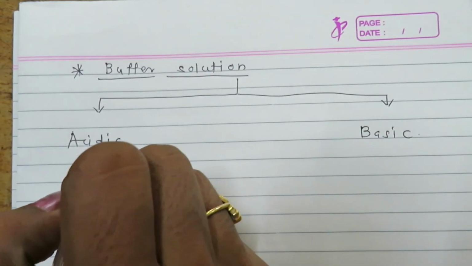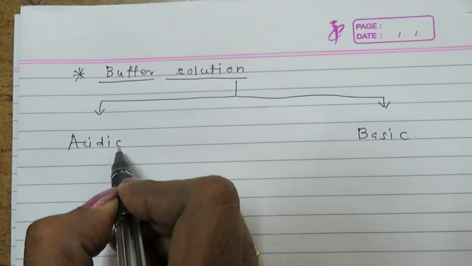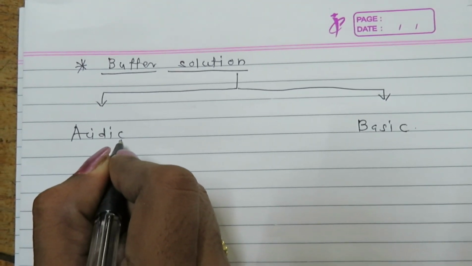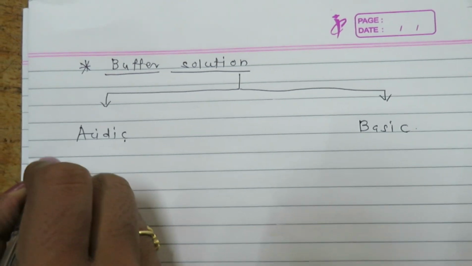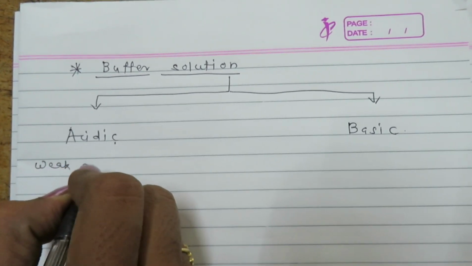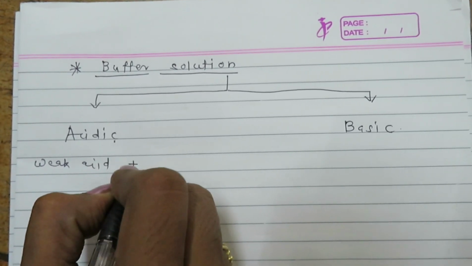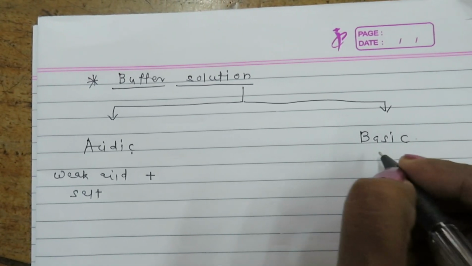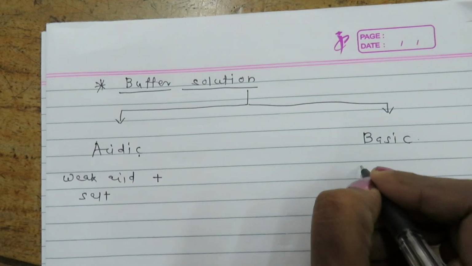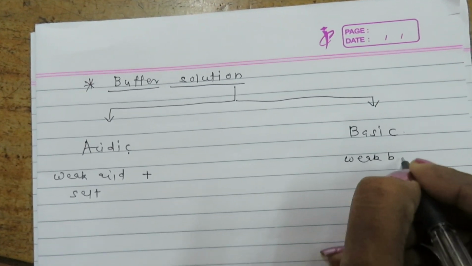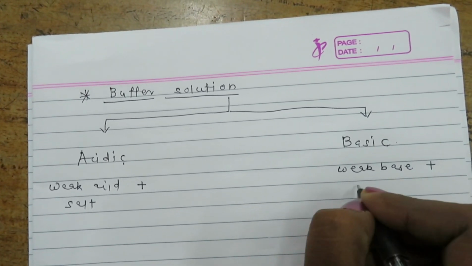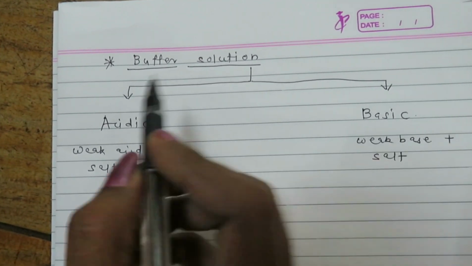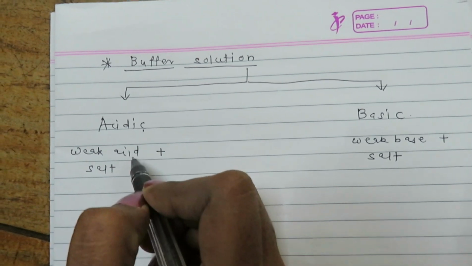So there are two types of buffers. The first one is acidic buffer and the other one is basic buffer. Acidic buffer is prepared by mixing a weak acid with its salt of strong base, and basic buffer is prepared by mixing a weak base with its salt of strong acid. So now we will consider the example of acidic buffer.